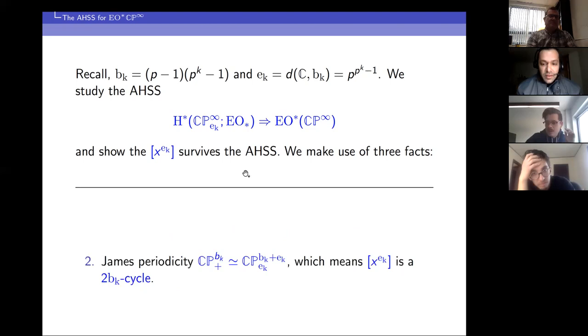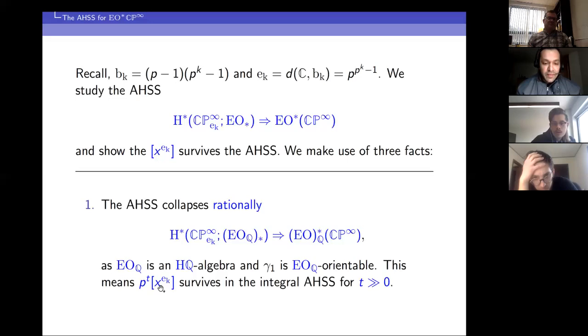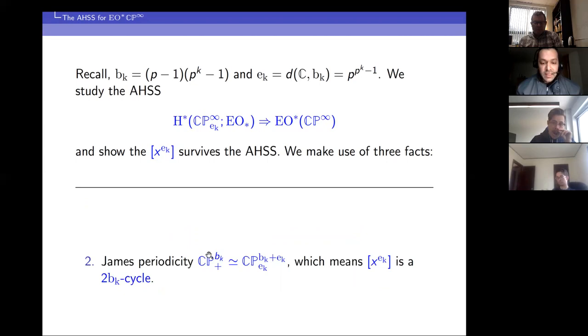So some large power of P times X to the EK is going to survive the integral Atiyah-Hirzebruch spectral sequence. Second is the James periodicity, the fact that CP BK is isomorphic to CP EK BK plus EK, which means that the Thom class survives spherically, so it might as well be a 2 BK cycle. So it cannot support any differential up to the 2 BK page.